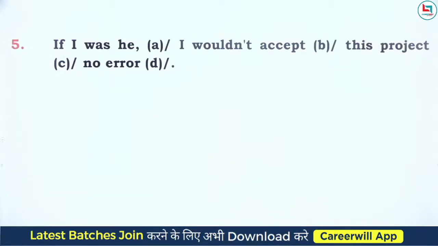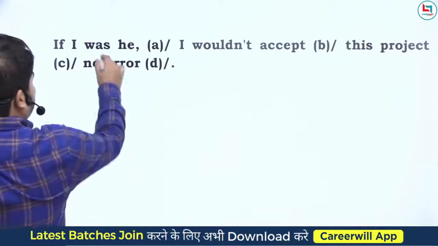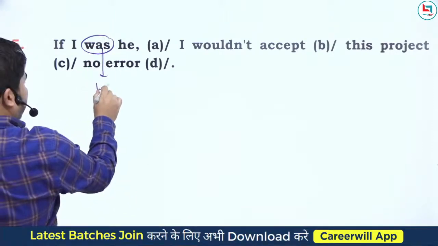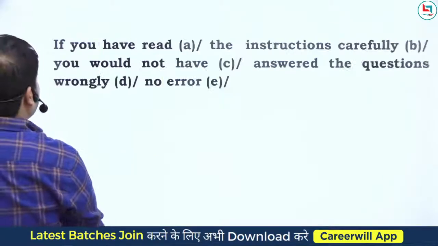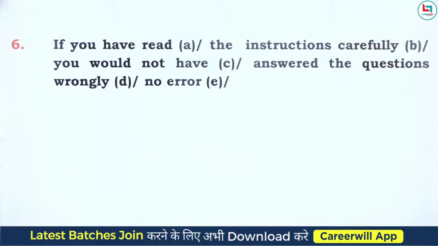If I was he, I would not accept this project, right? This is type 4, and what we just discussed, this was will be replaced by were. If I were he, I would not accept this project. If you have read the instructions carefully, you would not have answered the questions wrongly.